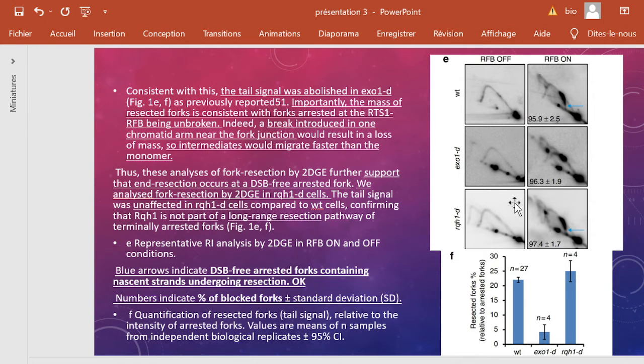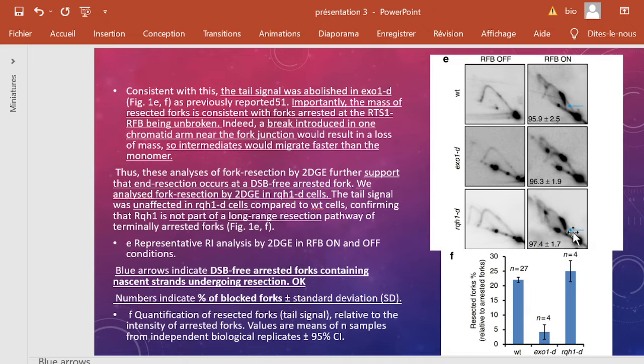Detecting fork by 2DGE supports that resection occurs at double strand breaks-free arrested fork. And detecting fork resection by 2DGE in RQH1 cells means that the tail signal was ineffective and means that RQH1 is not part of long-range resection.